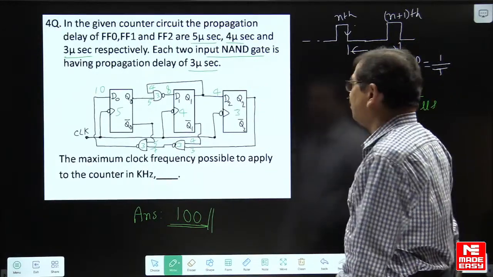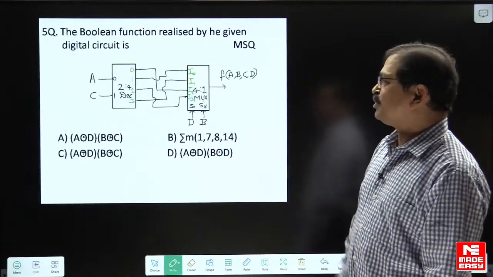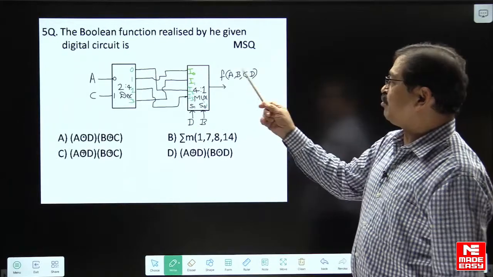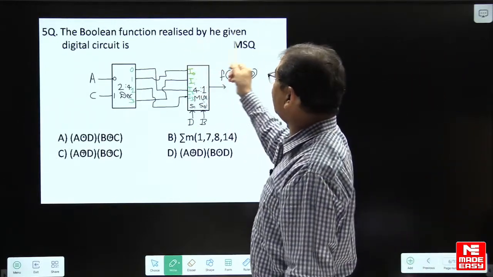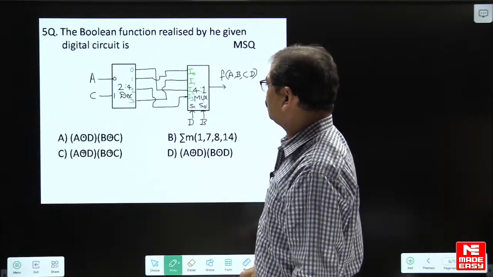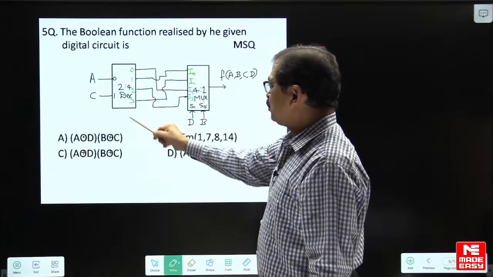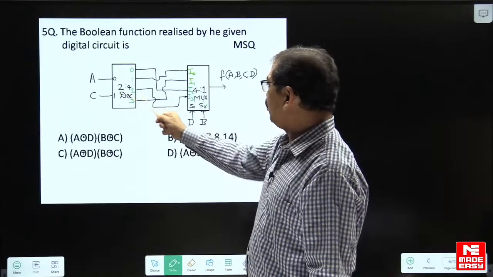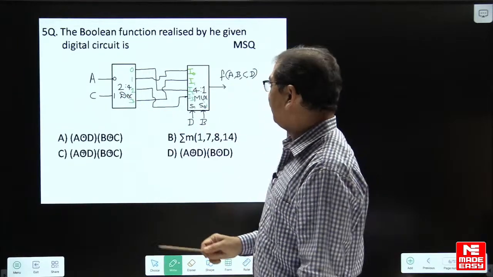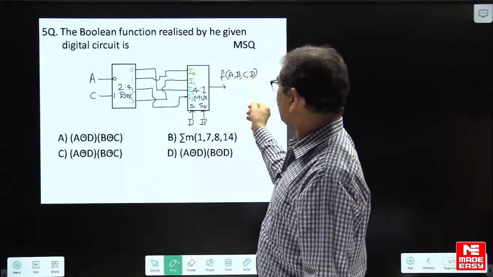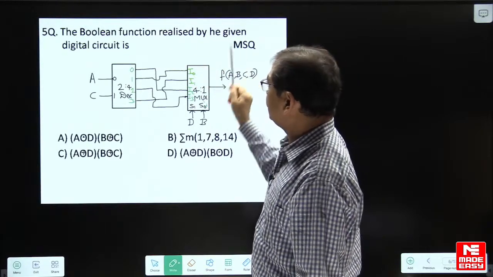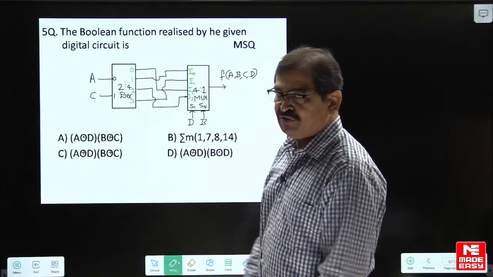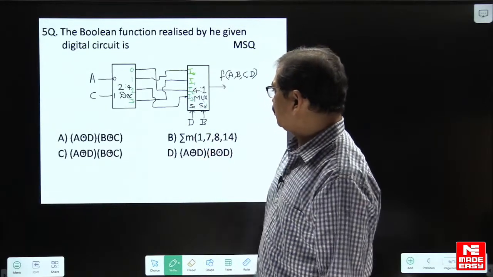Come to the next question, a little simpler compared with the previous two. The question is: the Boolean function realized by the given digital circuit is? This digital circuit is built using a 2:4 line decoder and a 4:1 multiplexer. What is the Boolean function f of ABCD realized by the given circuit? From the given options A, B, C, D, we need to identify the right answer. So try.